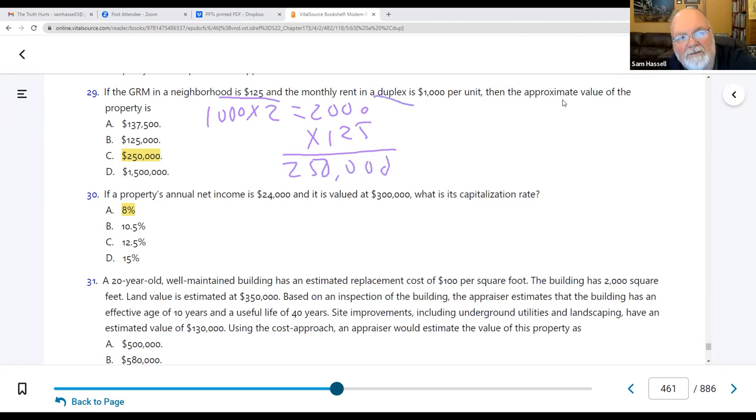All right. Again, one of those little one-word things that throws the question off. It is a duplex.